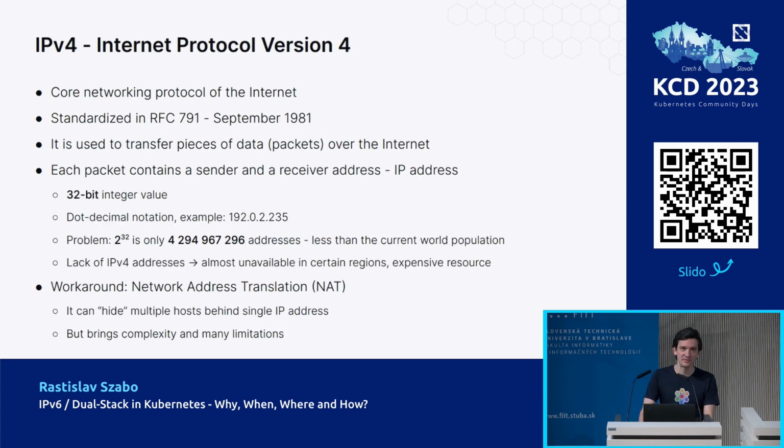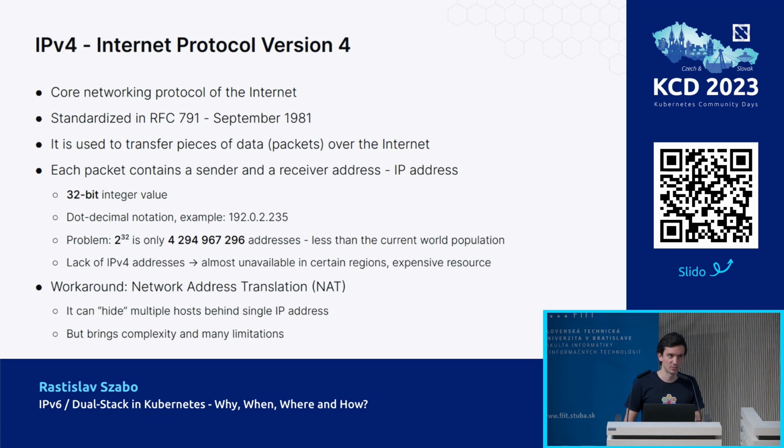So before going to IPv6, let me start with IPv4. IPv4 is still the core networking protocol of the internet. It was standardized back in 1991, so like 40 years ago. And in basic words, it is used to transfer pieces of data that we call packets over the internet. Each packet contains a sender and receiver address that we call an IP address. And this IP address in IPv4 is a 32-bit integer value.